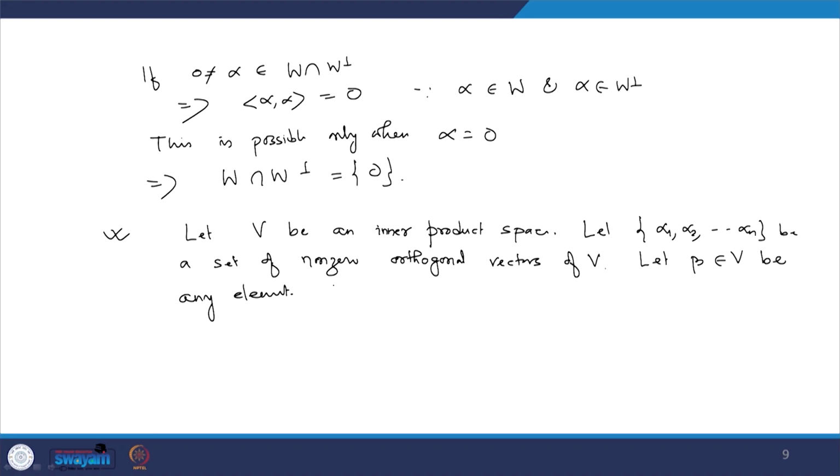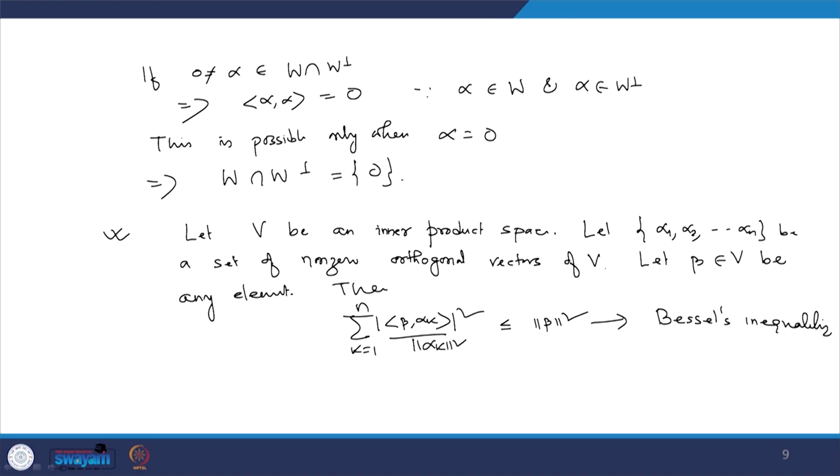then the sum over k equal to 1 to n of the absolute value of the inner product of beta and alpha k, squared, divided by the norm of alpha k squared, this quantity will be less than or equal to the norm of beta squared. This is called the Bessel's inequality. This also comes as a consequence of very straightforward results that we have already explained.